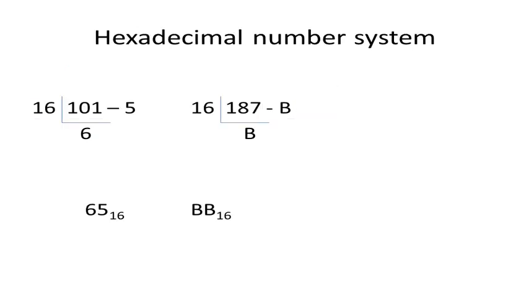Hexadecimal number system. Now again, the same numbers we convert into hexadecimal. As you see, again we divide by the base. Base is 16, therefore 101 we divide by 16. Answer will be 6, remaining 5.